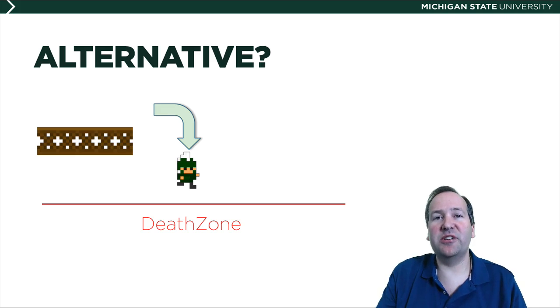The death zone game object is just one way to kill the player if they fall below the level. Can you think of another? Discuss your ideas in the discussion that follows.